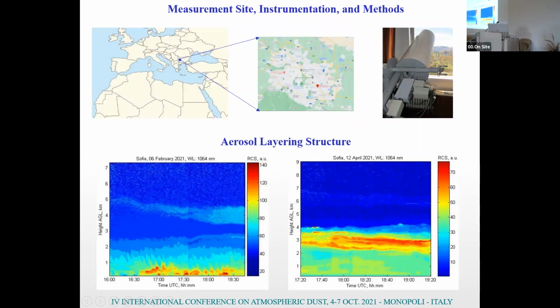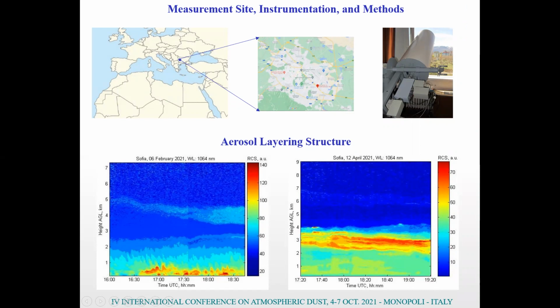On the upper part of this slide are shown maps indicating the location of the measurement site, as well as a picture of the receiving part of the three-channel LiDAR system. LiDAR measurements were performed on 6th of February, Event 1, and 12th of April, Event 2, in 2021 with the two aerosol channels at 532 and 1064 nanometers of our neodymium YAG laser-based LiDAR.